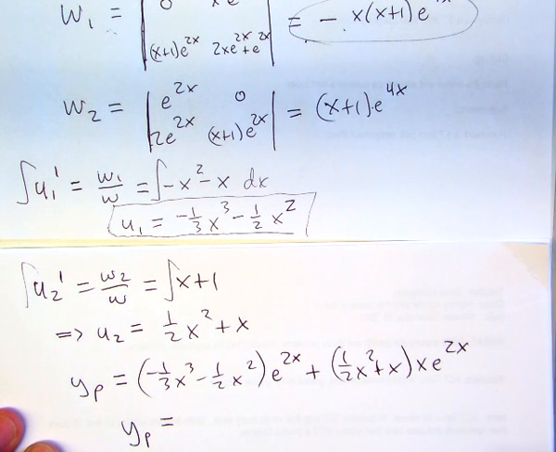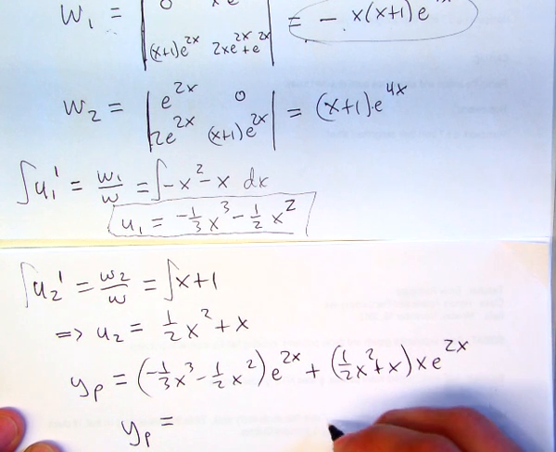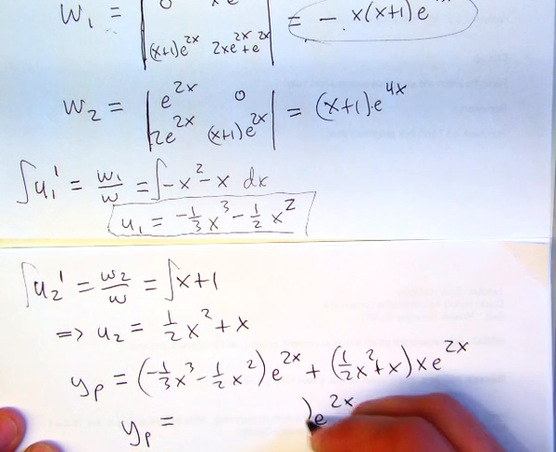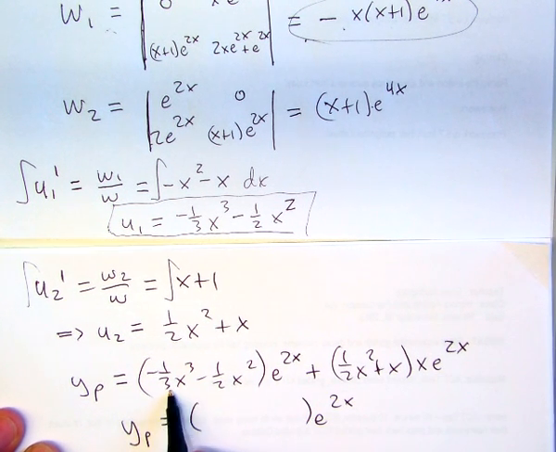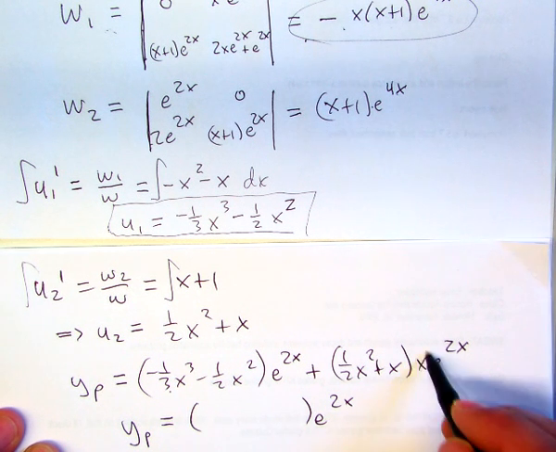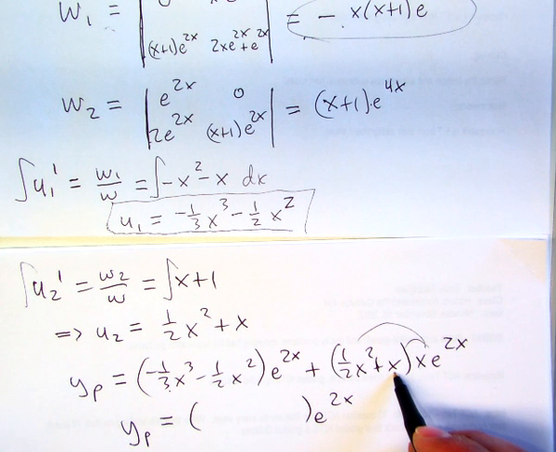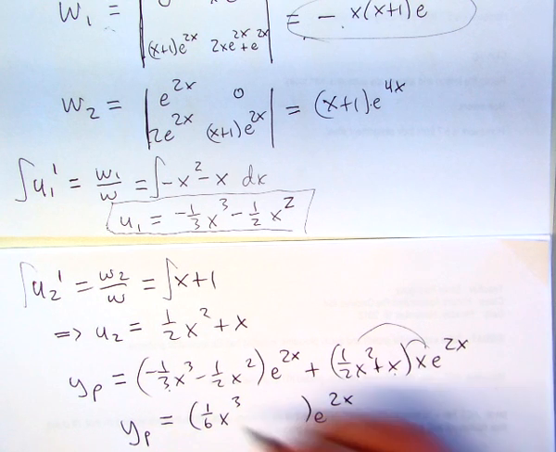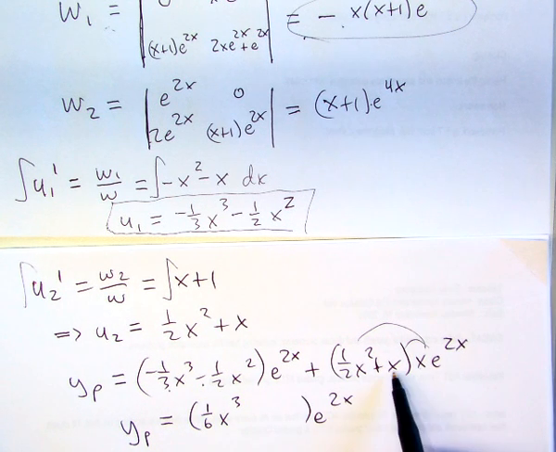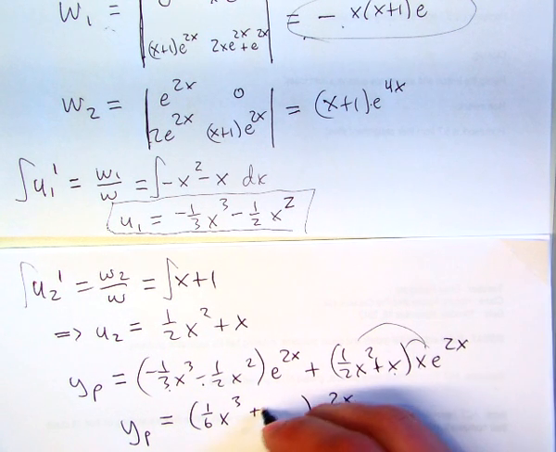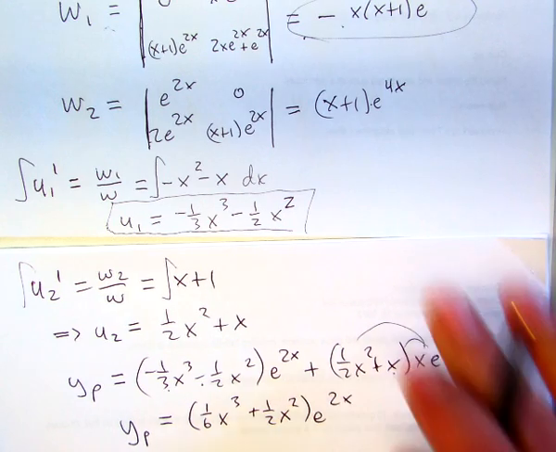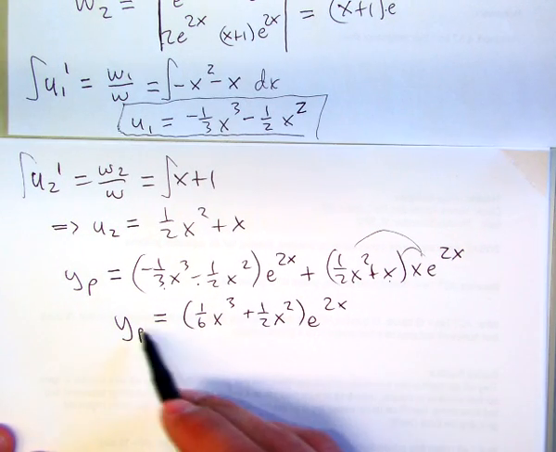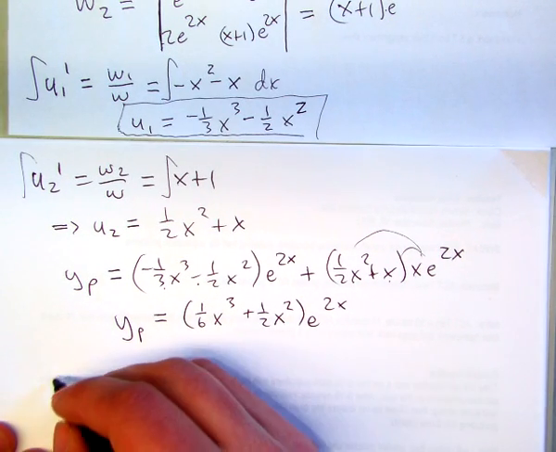And I mean, we can clean this up a little bit. We'll keep the e to the 2x together. We're going to have a minus 1/3 x cubed plus a 1/2 x cubed. If you distribute this x, you get x cubed and then x squared here. So minus 1/3 plus 1/2 is 1/6 x cubed. And we have minus 1/2 plus 1 x squared, so that's plus 1/2 x squared. So this is the nicer version of our particular solution, and now we can say what our general solution is.